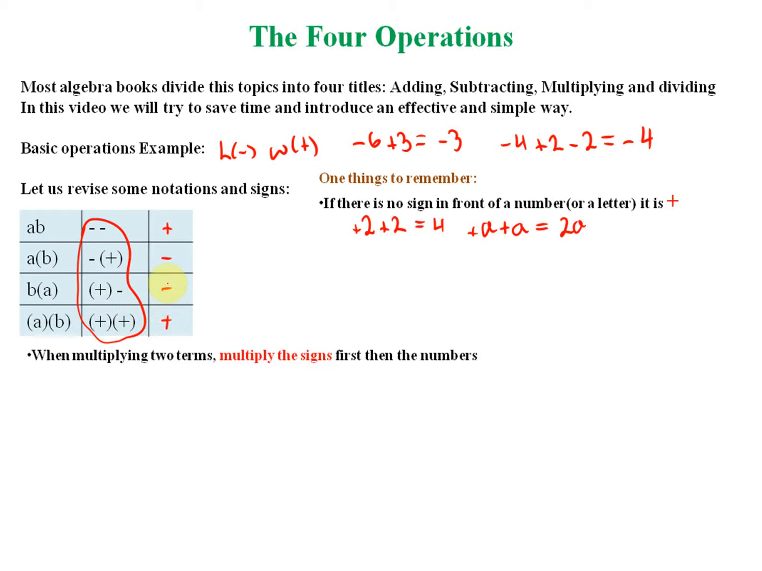While multiplying 2 terms, you do the multiplication for the signs first, then the numbers. For example, negative 2 times negative 2, what you do first is you multiply the negatives, which should give you positive, then you multiply the numbers 2 times 2, which is 4, so it's plus 4 or simply 4. Let's have a look at some examples.